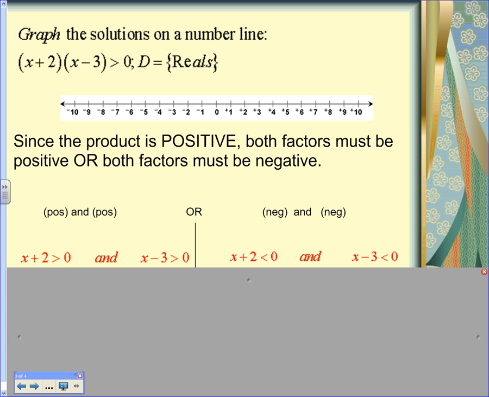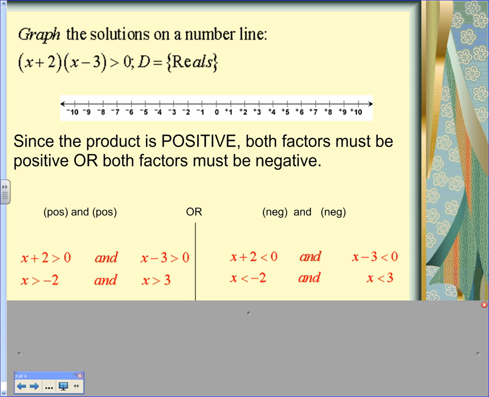We got to figure out what our numbers could possibly be for x. So it's going to give you this. And then you got to make these four from that. You have two from the positives and two from the negatives. Do you know how to solve these four inequalities? What would this one be? This one? Okay, so those are the four that you get.